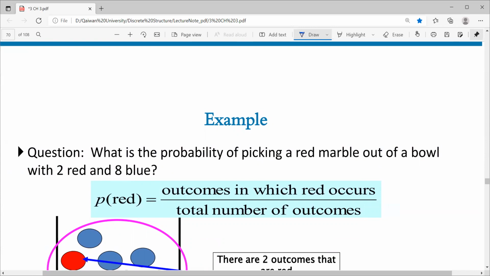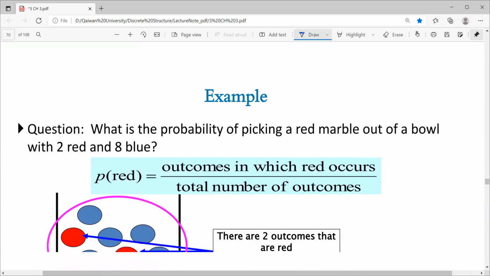It says, what's the probability? Here it's asking about probability. For the probability, we said you find the cardinality of the chosen one or the event divided by the cardinality of sample space. It says, what's the probability of picking a red marble out of a bowl with 2 red and 8 blue marbles? Okay. Here you have, let me explain for you.